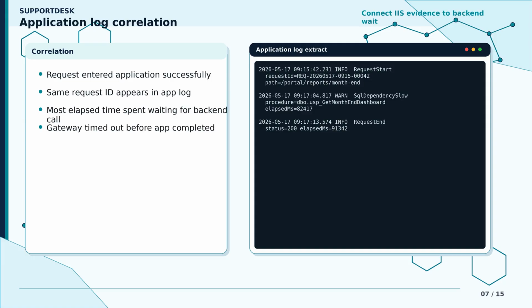In this walkthrough, the application log shows that the request entered the application and spent most of its time waiting on the month-end dashboard data load. That does not automatically prove SQL is the cause, but it makes SQL the next sensible place to check. The request ID is now our investigation anchor. It keeps the evidence joined together instead of treating each log source as a separate story.